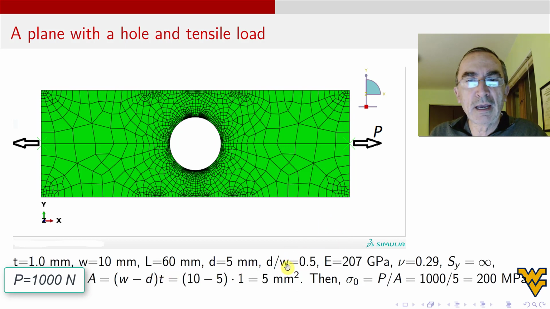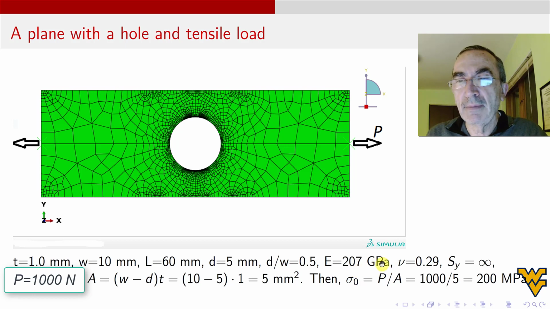So based on the diameter and the width, the D over W is 0.5, we're going to need that later. And then I have to put material properties, which you don't need for statically determinate structures with the mechanics of material methods. But with FEA, you have to have material properties.